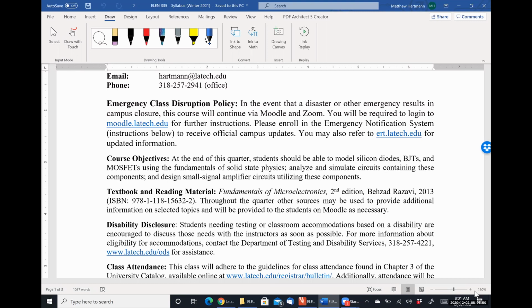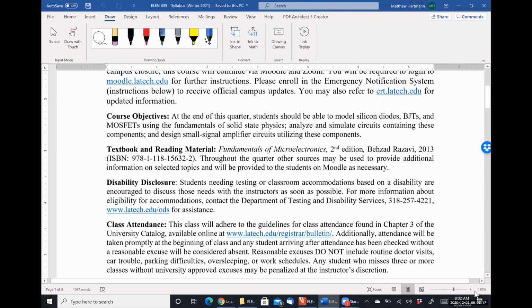Our textbook is Fundamentals of Microelectronics, 2nd edition by Behzad Razavi. He's written several textbooks on this and analog electronic design and stuff like that, so I really like this textbook. Let's see, disability disclosure. If you need testing accommodations or anything like that, go to the Office of Disability Services. Phone number's also there. Class attendance.